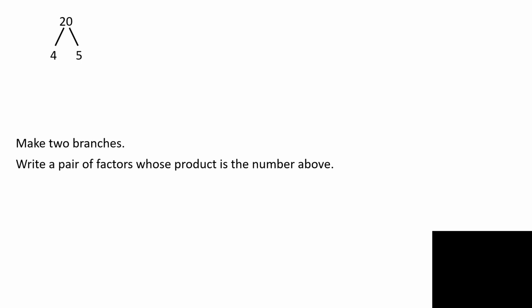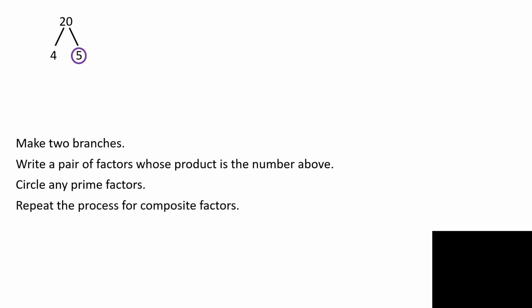I've started my factor tree. Ooh, 5 is a prime number. I'm going to circle that. Right? The only thing that makes 5 is 1 times 5, so that is the end of that branch. Now, the number 4, however, I'm going to draw branches underneath that. 4 is a composite number. 4 can be rewritten as 2 times 2. 2 is a prime number, so I'll circle each one of them.